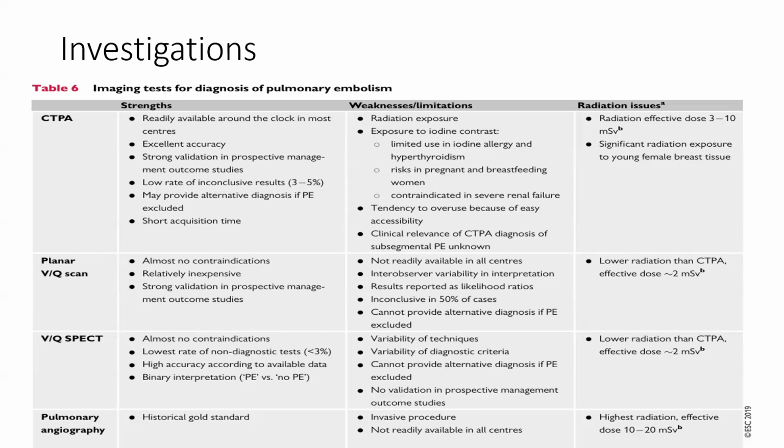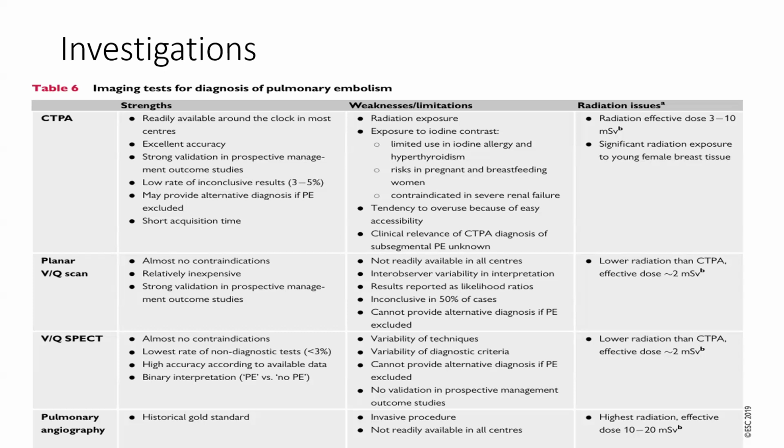Then the next investigation that we can plan is the VQ scan. There are no contraindications, and it is relatively inexpensive compared to CT. There is strong validation in prospective management outcome studies. But the limitations are that it is not readily available in all centers, there is inter-observer variability in interpretation, and results are reported as likelihood ratios. It is inconclusive in 50% of cases, and it cannot provide an alternative diagnosis if PE is excluded.